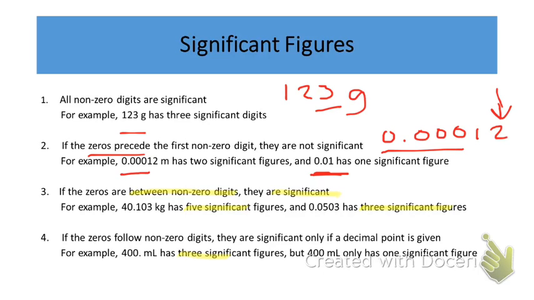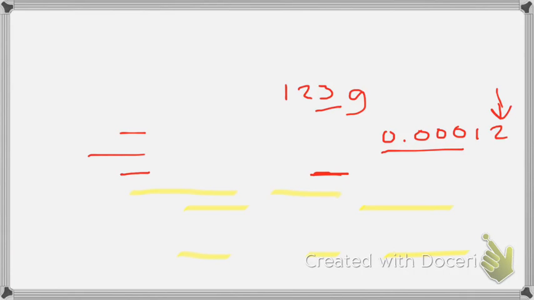But look at the other one. We have 400 milliliters, but it has no decimal point. Okay, there's no decimal point there. Because there's not a decimal point, those 2 zeros are not significant, and therefore we will only have one significant figure in that measurement. Alright? So let me give you a few more examples of this idea here.